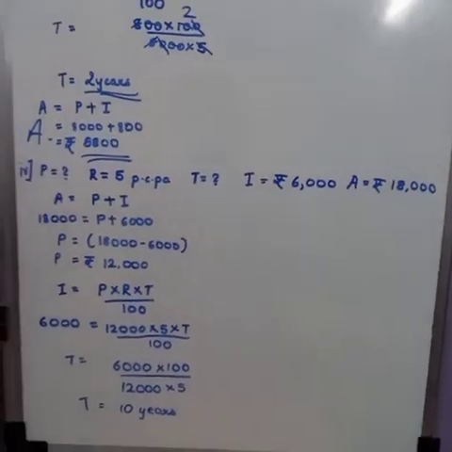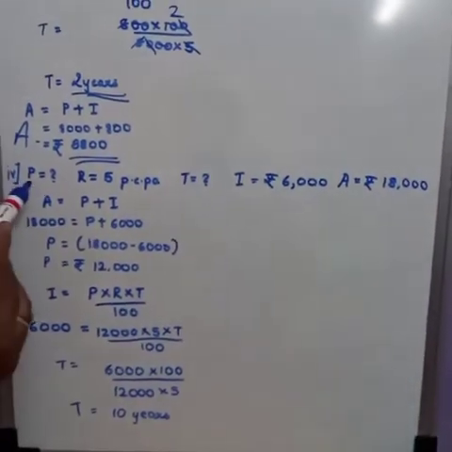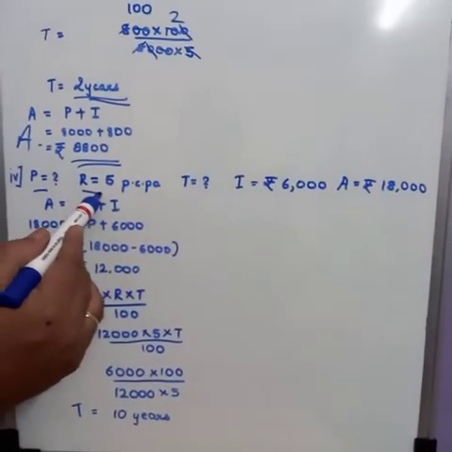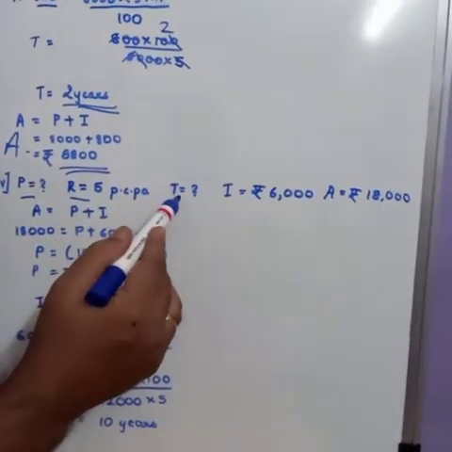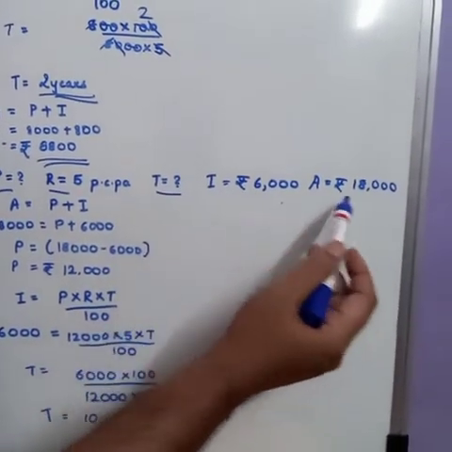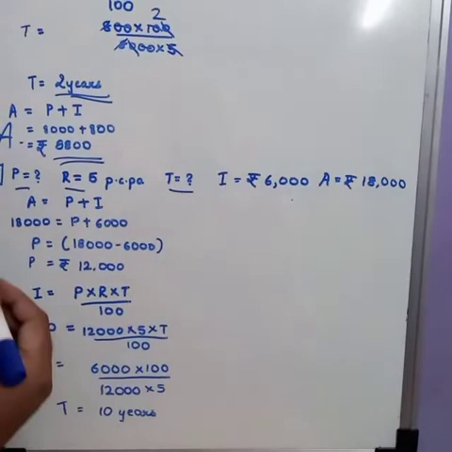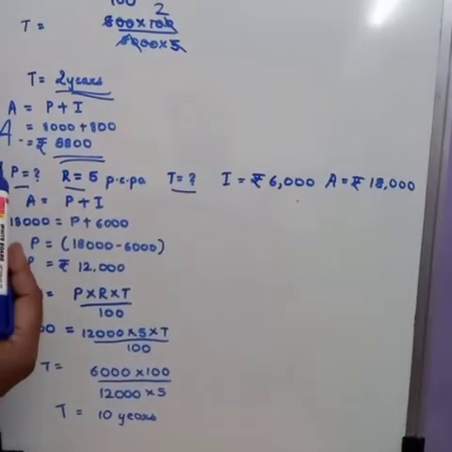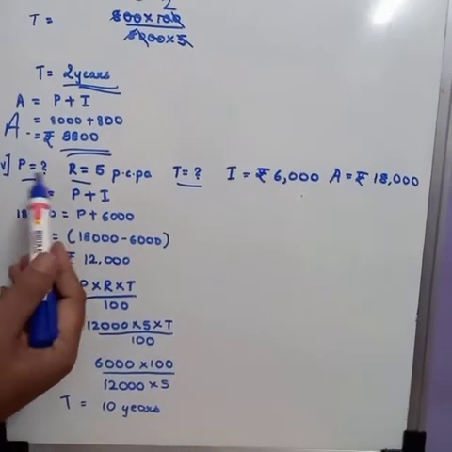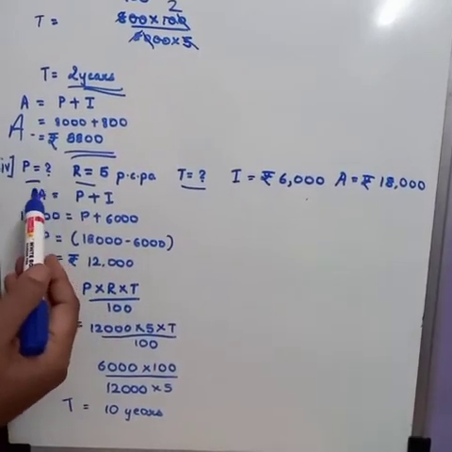Let's move to the fourth sum. In this case, they have not given us the principal. They have given only rate of interest, that is 5%. Time we don't know. Interest 6,000 and amount 18,000. So we need to find principal as well as time. So here is a bit of change. We'll first find out the principal.